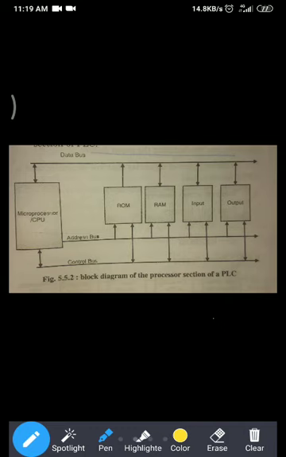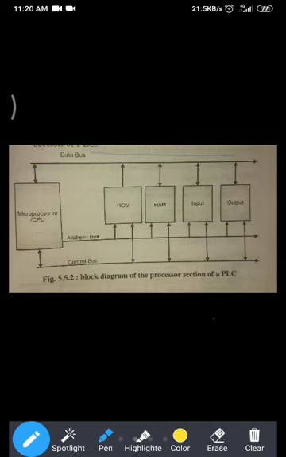And the ladder diagram, that is the programming language of the PLC, is stored in the memory of the PLC. Volatile and non-volatile are the 2 basic types of memories used in a PLC. Non-volatile memories are generally used for storing the user program. It is non-volatile, which means even if the power supply is cut off, the memory does not get erased automatically.